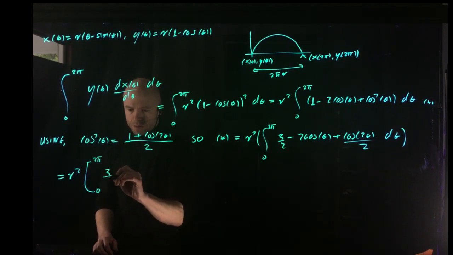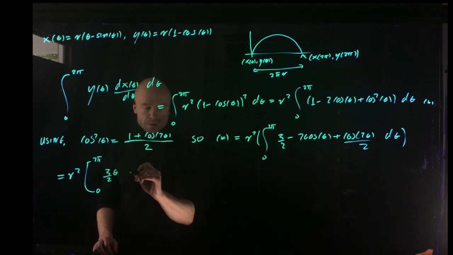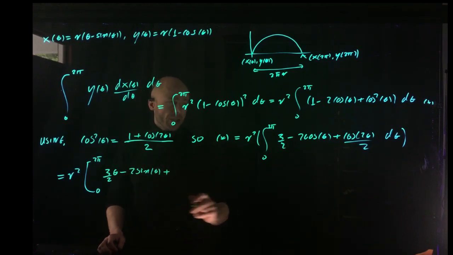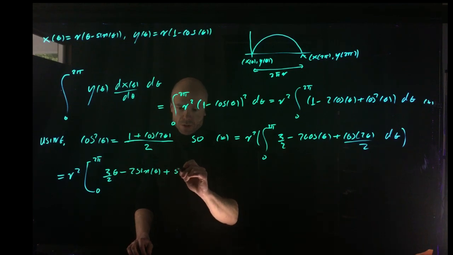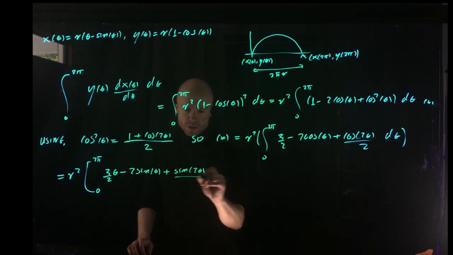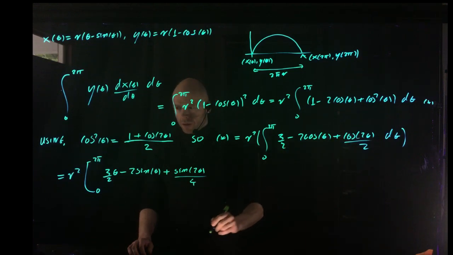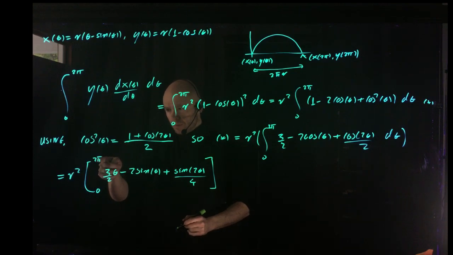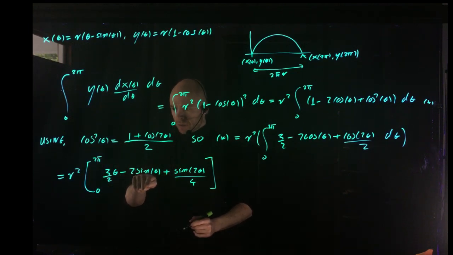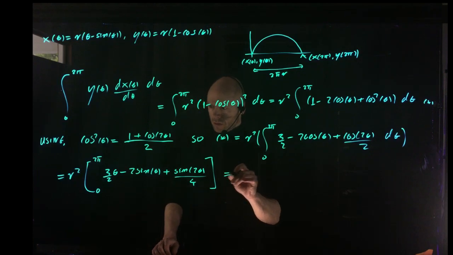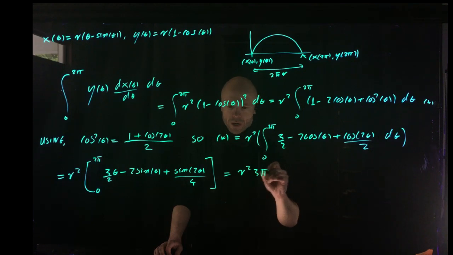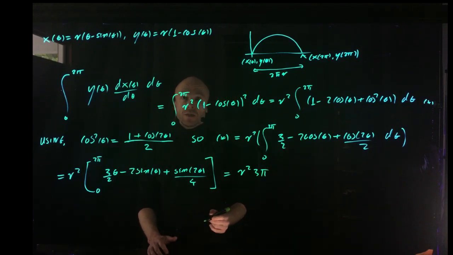And then we have 3 over 2 theta, and the antiderivative of this, we're going to have 2 sine of theta. And then the antiderivative of this, we're going to have sine of 2 theta over 4. When we differentiate this, we get this, right? And then this nicely simplifies, because when we plug in 2 pi and 0, both the sines cancel. So all we're going to get is just r squared times 3 pi, right? And that's the answer. Cool.